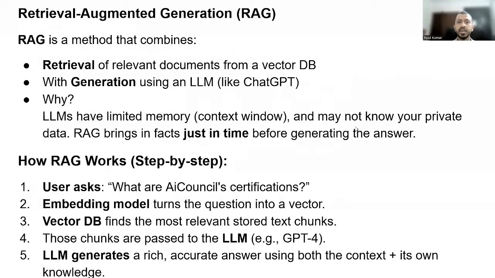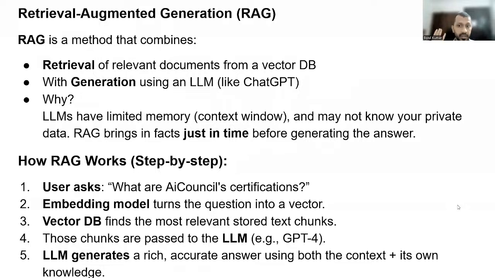Thereafter, the concept is RAG, retrieval augmented generation. It is retrieving something from the vector database. So retrieval of relevant documents from the vector database, with generation using an LLM. First, the LLM model goes to the vector database, retrieves the information, and that is called RAG technology. An LLM sometimes has limited memory and may not know your private data, so with the help of RAG, it can access data from your own database.